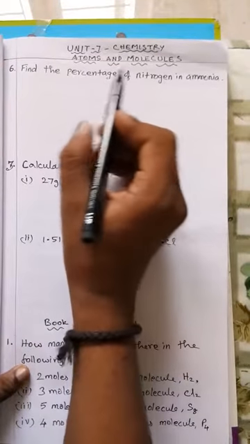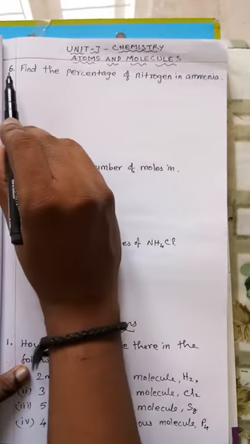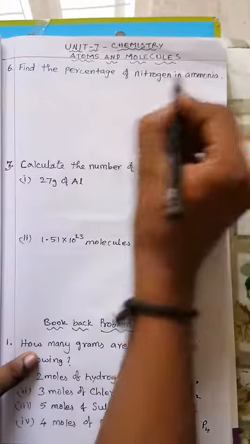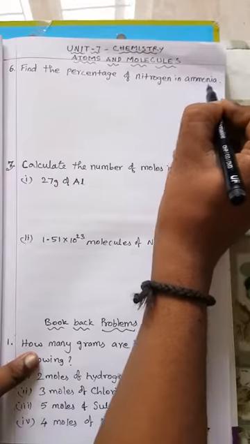Unit 7, Atoms and Molecules. Exercise question, sixth question: find the percentage of nitrogen in ammonia. Here the ammonia formula is not given.